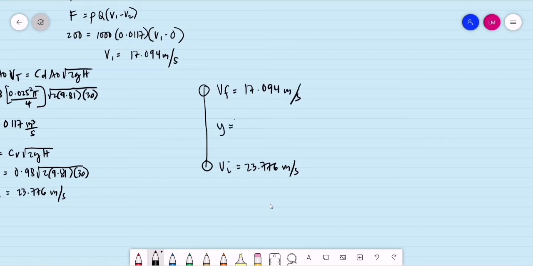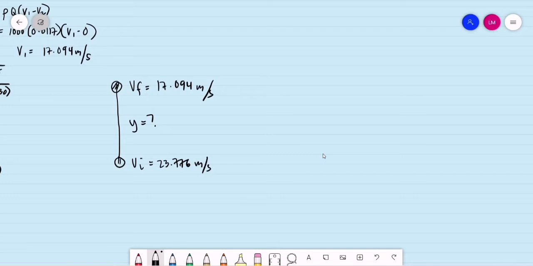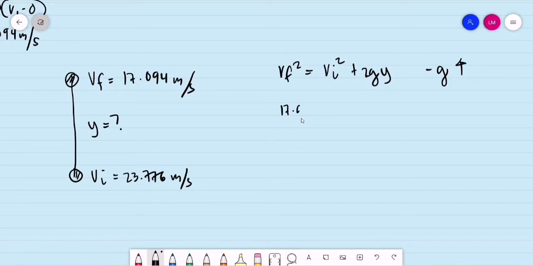Okay, ano yung distance na naabot niya? Okay, i-recall lang natin ulit. This is a formula sa P6. So hopefully, naalala niyo yung mga formula natin sa P6. Ito yung parang final velocity squared is equal to the initial velocity squared, okay, plus 2g. Instead of h, gagamit na lang ako ng y para hindi tayo ma-confuse. Formula ulit to sa P6. Again, kapag yung direction is upward, negative yung g natin. So, the value of final velocity 17.094 squared is equal to initial velocity 23.776 squared. Okay, plus twice of negative 9.81, acceleration due to gravity, multiplied by the distance, y.